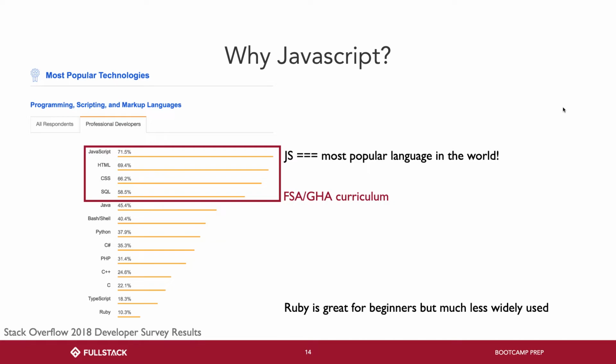Cool. So why JavaScript? JavaScript is the most popular language in the world, so says Stack Overflow in 2018. And the Full Stack and Grace Hopper curriculum teaches JavaScript, HTML, CSS, and SQL. Loosely SQL. Ruby is also great for beginners, but it's much less widely used. You know, JavaScript is used on pretty much every browser.